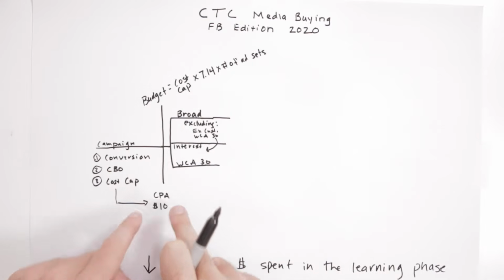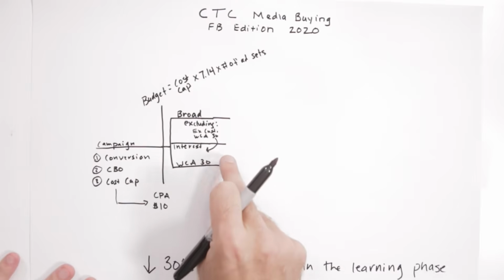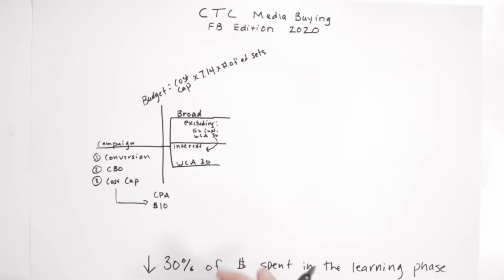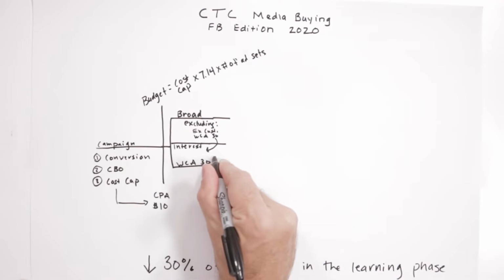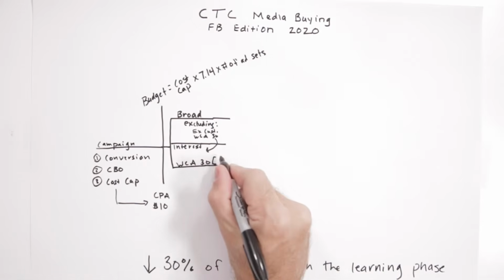And then as we think about our cost caps, this is really one of the keys here, is that we have to make sure our cost caps are set appropriately. You set cost caps at the ad set level. And remarketing traffic needs to have a tighter cost cap than our prospecting traffic.